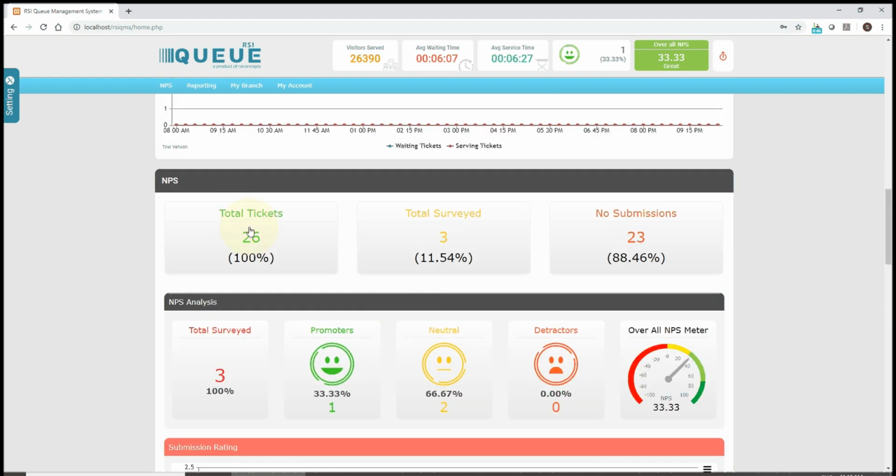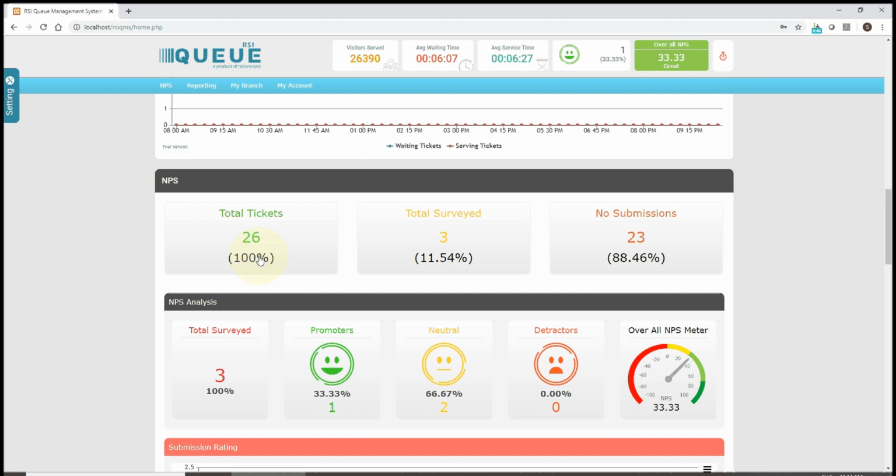Let's look at the total tickets, which is 26. Why are these 26 tickets? Over here the tokens that are there are 26, and you would be confused to see why there are only 26 tickets. Just to tell you, these are the tickets which were there after the NPS was launched. Since the NPS was not in the previous version that you are using, it will be implemented in the new version only.